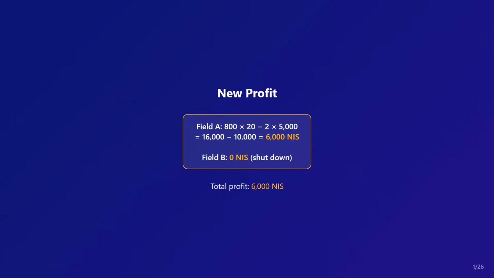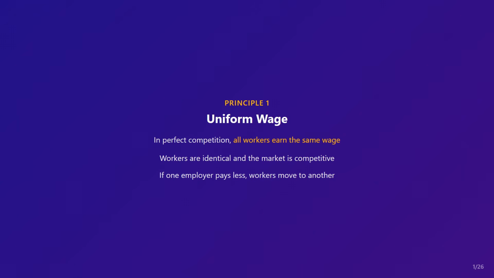Principle number 1, uniform wage for all workers. In perfect competition, there is one wage for all workers in the economy. There cannot be different wages among workers. Why? Because all workers are identical, the market is competitive, and therefore everyone receives the same wage. If one employer tries to pay less, workers will move to another employer who pays the market wage. This is a basic principle that is important to remember.